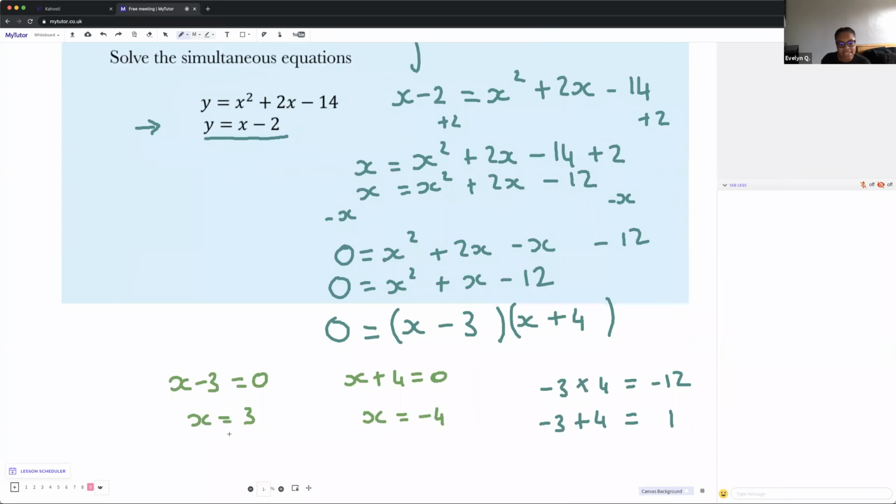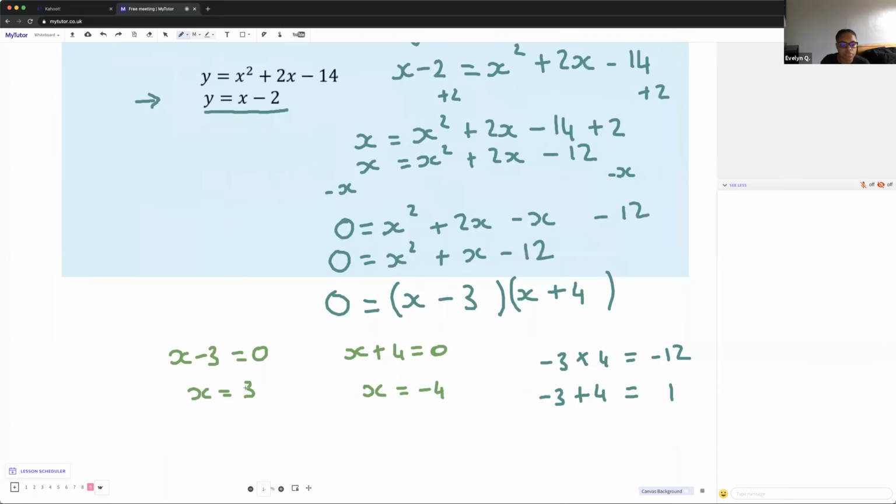So when x is 3, y is just going to be, if we use that second equation, y equals x minus 2, y equals 3 minus 2. So y equals 1.